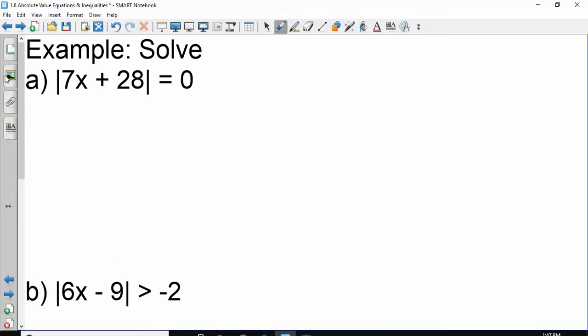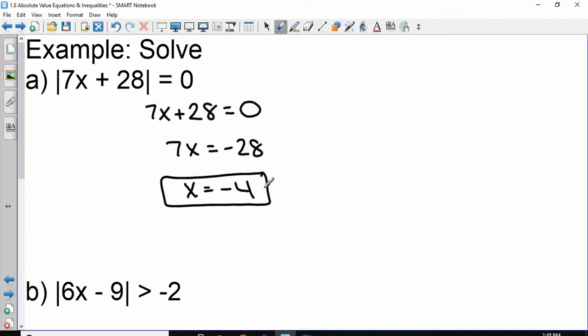Let me ask you a few special cases here. So A, I have an absolute value equals 0. So typically we set it equal to a positive and a negative. Positive 0, negative 0, it's just 0. So we're only going to get one answer. So it is possible to only have a single answer. All right.